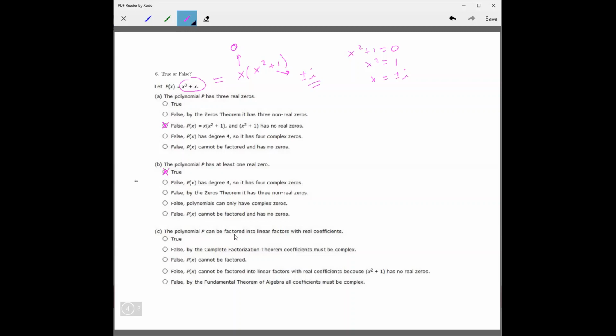And part C, the polynomial P can be factored into linear factors with real coefficients. That one's false, because this has no real zeros. Now, if all of the zeros of a polynomial are real, then it can be factored into linear factors with real coefficients. It can be factored into linear factors with real coefficients if all the zeros are real.